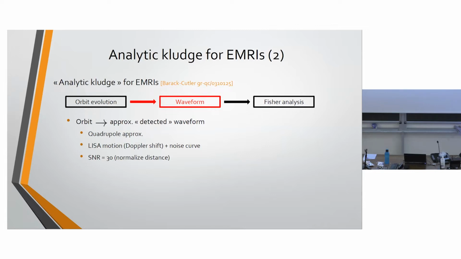You incorporate things that are important for LISA, because we're thinking of this space-based telescope. For example, LISA moves, so there's some Doppler shift, and there's some noise curve for LISA. So we try to emulate as much as possible the conditions that we're looking at. And we normalize the distance by picking an SNR of 30. Okay, normalize the distance to the event.